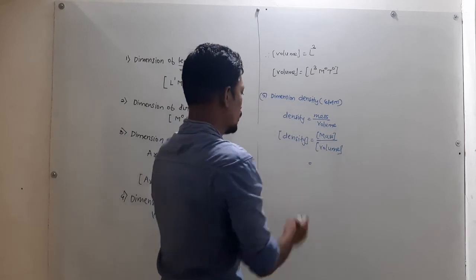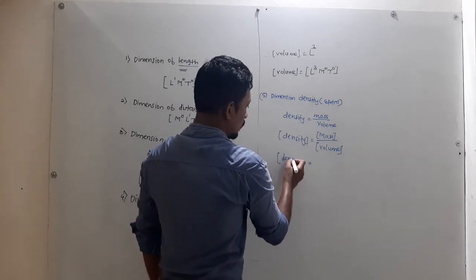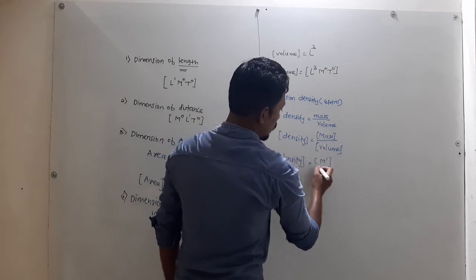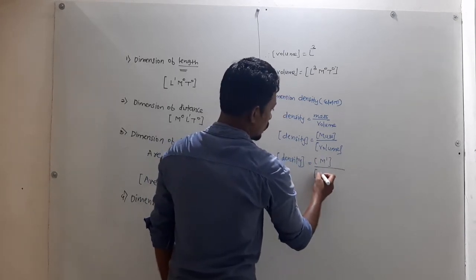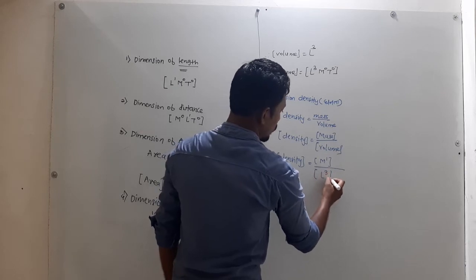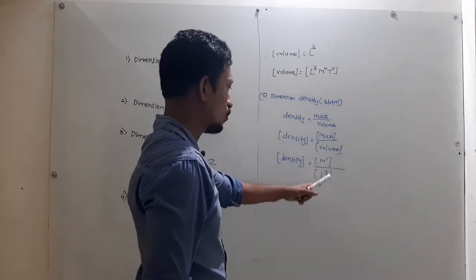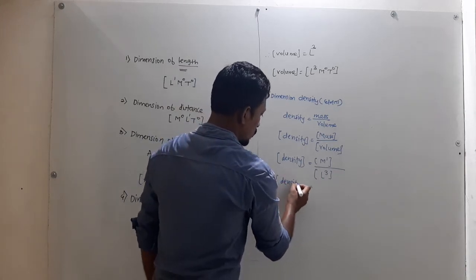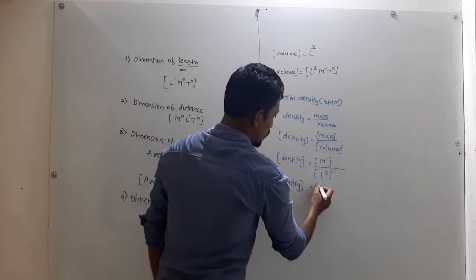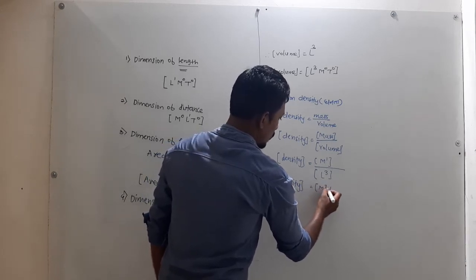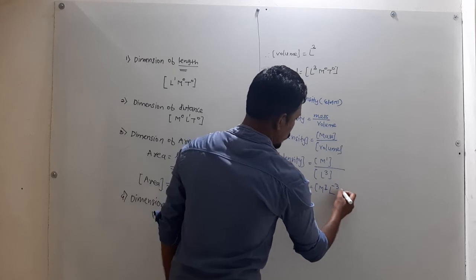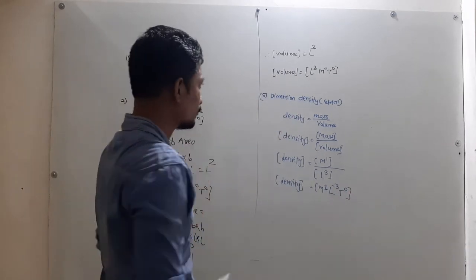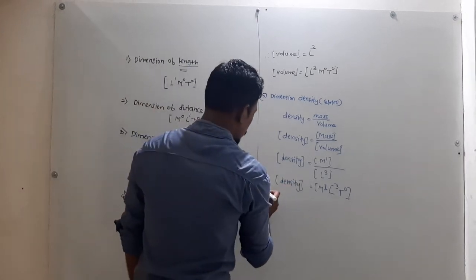What is the dimension of mass? Dimension of density is equal to what? Dimension of mass is M raised to 1, and dimension of volume is what? L raised to 3, right? Then the dimension of density is equal to M raised to 1, L raised to minus 3, T raised to 0. This is the dimension of density.